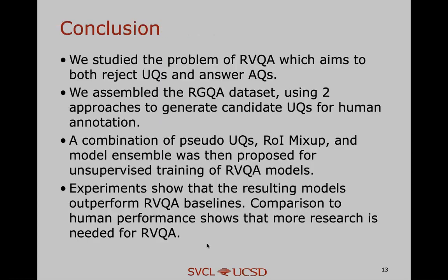In conclusion, we studied the problem of RVQA, which aims to both reject UQs and answer AQs. We assembled the RGQA dataset using two approaches to generate candidate UQs for human annotation. A combination of pseudo-UQs, ROI mix-up, and model ensemble was then proposed for unsupervised training of RVQA models. Finally, experiments show that the resulting models outperform RVQA baselines. Comparison to human performance shows that more research is needed for RVQA.